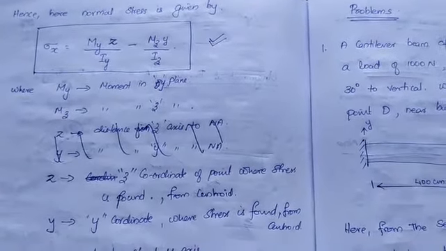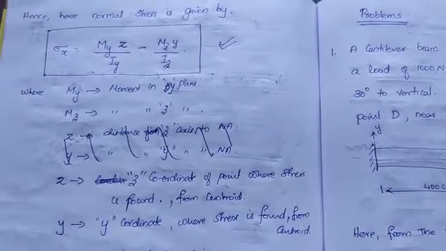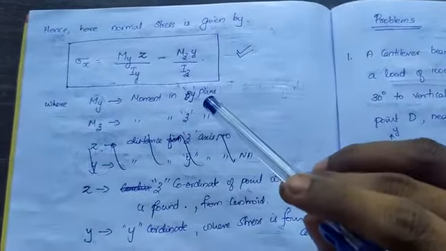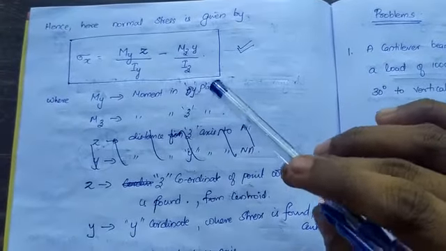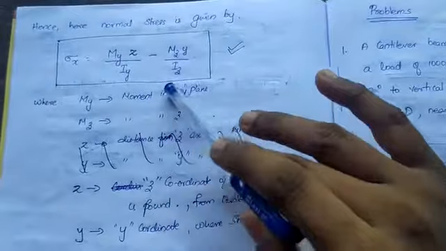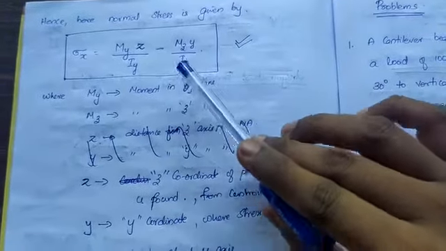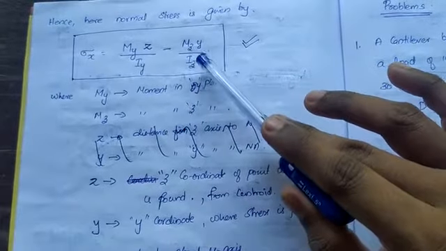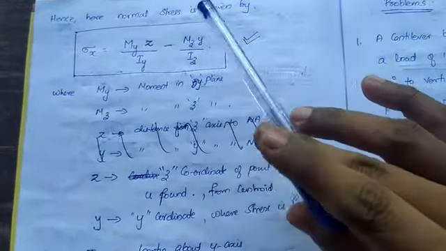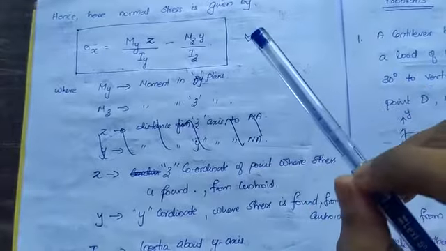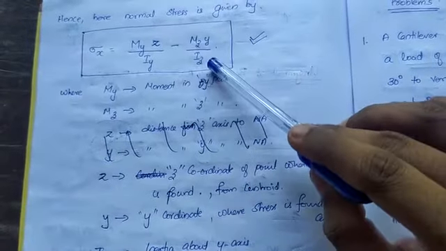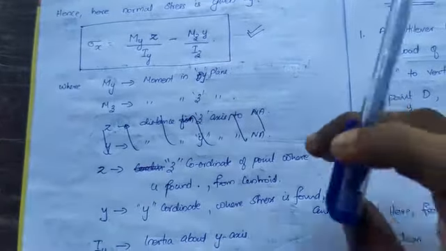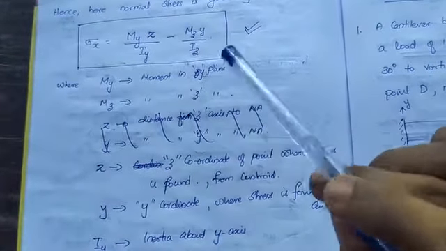In the last class we were discussing unsymmetrical bending, and we came to conclusions on these equations. Sigma x is equal to My z by Iy minus Mz y by Iz, where My and Mz are the moments in the y and z directions respectively. Iy and Iz are the moments of inertia with respect to the y and z axes respectively. Z and y are the coordinates.